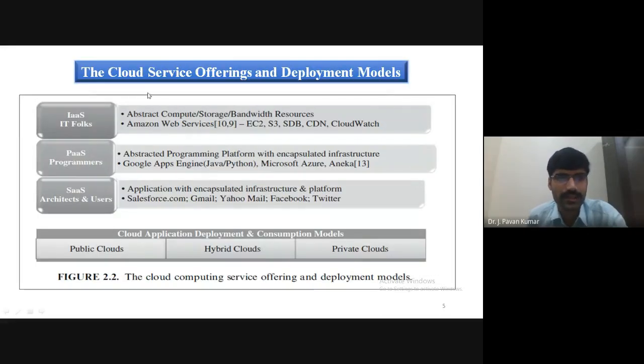Next, the services. Depending upon the service that we get, there are three types of services, right? Infrastructure as a service, platform as a service, software as a service. Who will be providing which service, all that we have seen. Examples of infrastructure as a service: Amazon Web Services, EC2, S3, SDB. Platform as a service: Google Apps. Software as a service: Salesforce.com, Gmail, Yahoo Mail. And we have three deployment models: public cloud, private cloud, hybrid cloud. These we have already seen, that's why I'm going directly.